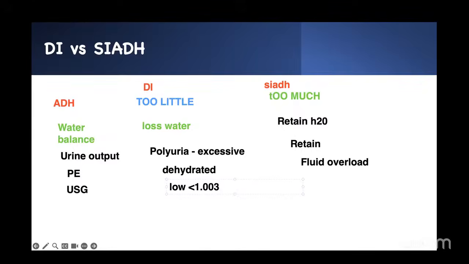And then if you want to know for SIADH, flip it, because it's going to be what? Your urine is going to be concentrated. So urine specific gravity is going to be high, greater than that. But this is the highest it will go. This is the lowest, and the range is 1.003 to 1.030. So that is the normal range. Therefore, this will be high, greater than the highest normal, which is 1.030.